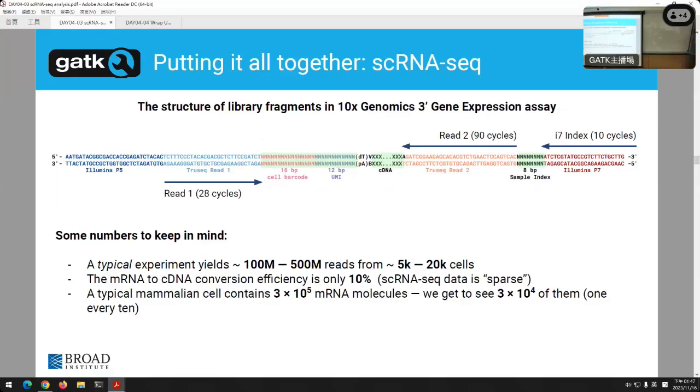You'll get about 100 to 500 million reads from about 5 to 20,000 cells. That's typically, if you do it well. Now notice that second bullet on the bottom, the RNA to cDNA conversion is only about 10% efficient. That means we don't always get the RNAs to turn into cDNAs. So we sample 10% of it, but it's not perfect. That is probably one of the most inefficient pieces of the single cell process. But we still do get a good sampling across the RNAs. RNA is a little bit more unstable than DNA.